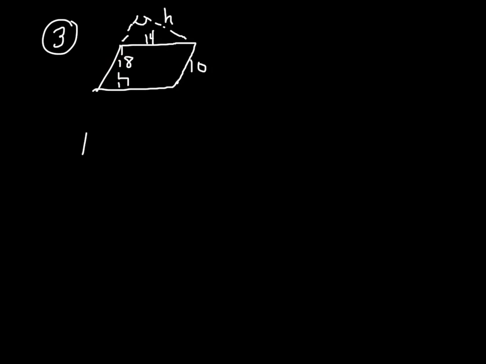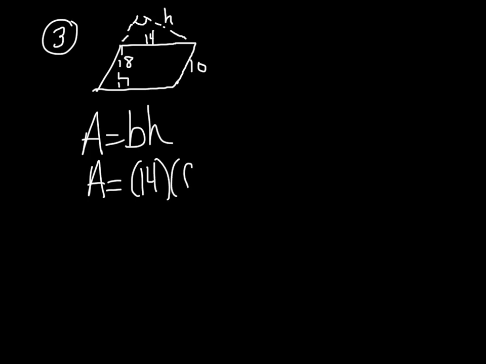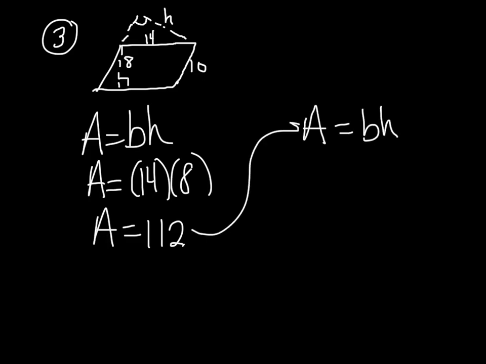So we can find the area using that. The area of the base of 14 and the height of 8, 8 times 14 gives me an area of 112, and that'd be units squared. I then can take that area of 112 and plug it in.